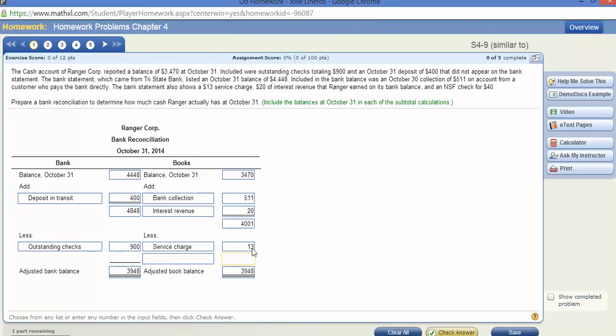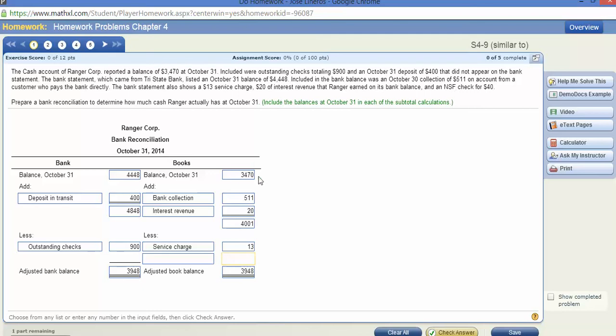One of them is service charge, when the bank tells you, hey, you're being charged $13. And the other thing that the books could not possibly know about is that a check that they have collected has gone bad. In other words, a check that was paid to Ranger has gone back. That's the definition of an NSF check. The bank tells you, hey, you have non-sufficient funds. You got a check that we received on your behalf, and when we tried to cash it and put it into your account, it went bad.